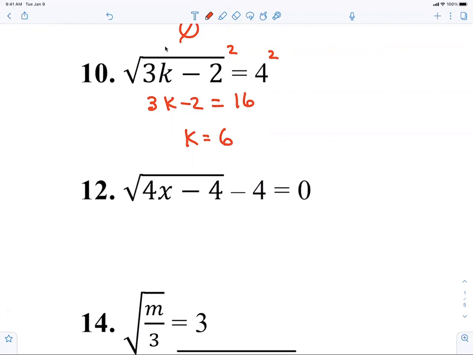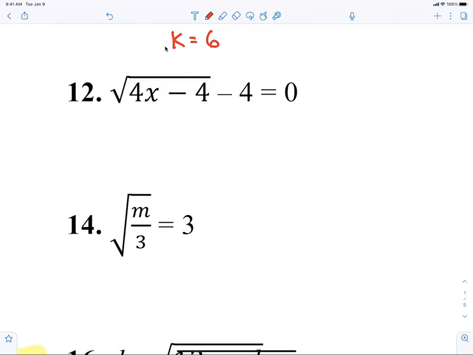That's not bad. Let's look at number 12. Is it isolated? No. So I have to move the negative 4 over to the right side so the radical's by itself. So it just becomes positive. So now I'm just going to write the square root of 4x minus 4 equals 4.